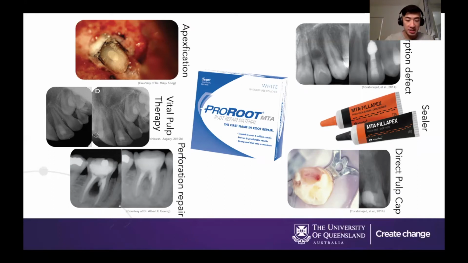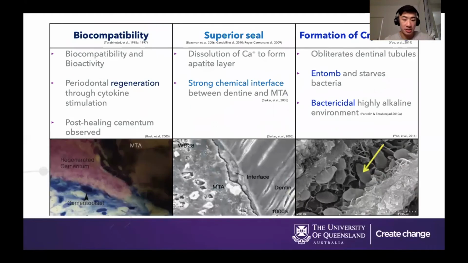The versatility of MTA boils down to its properties. First of all, it's extremely biocompatible. It supports the healing of the periodontium, and many studies have shown cytokine stimulation, resulting in bone and cementum formation around the cement itself. Secondly, MTA is able to form a superior seal with dentine and cement at the interface.